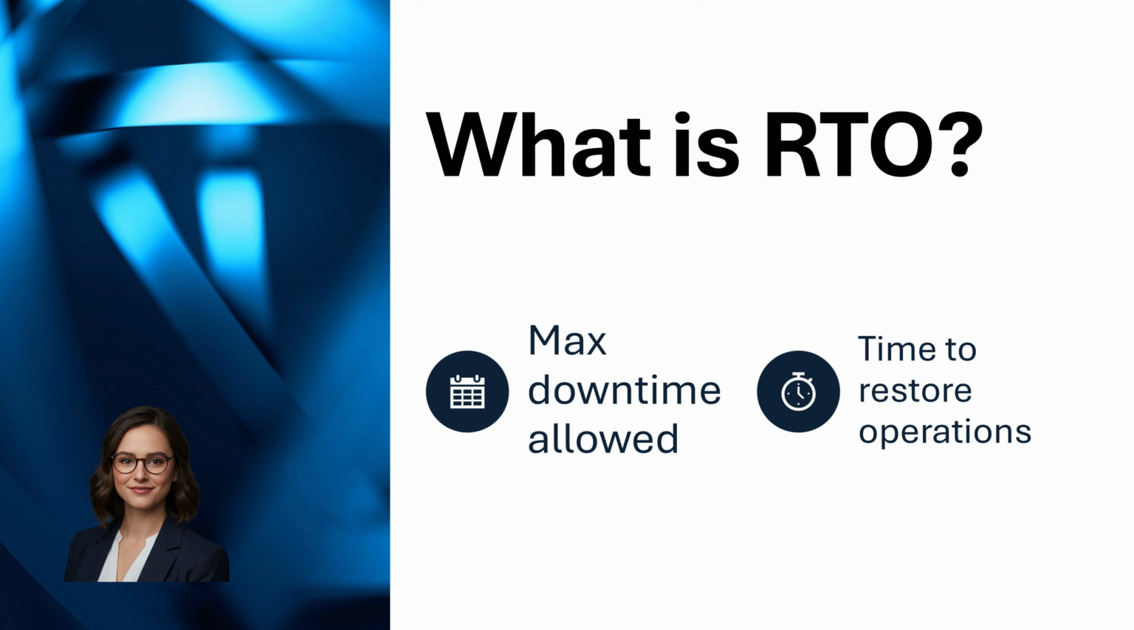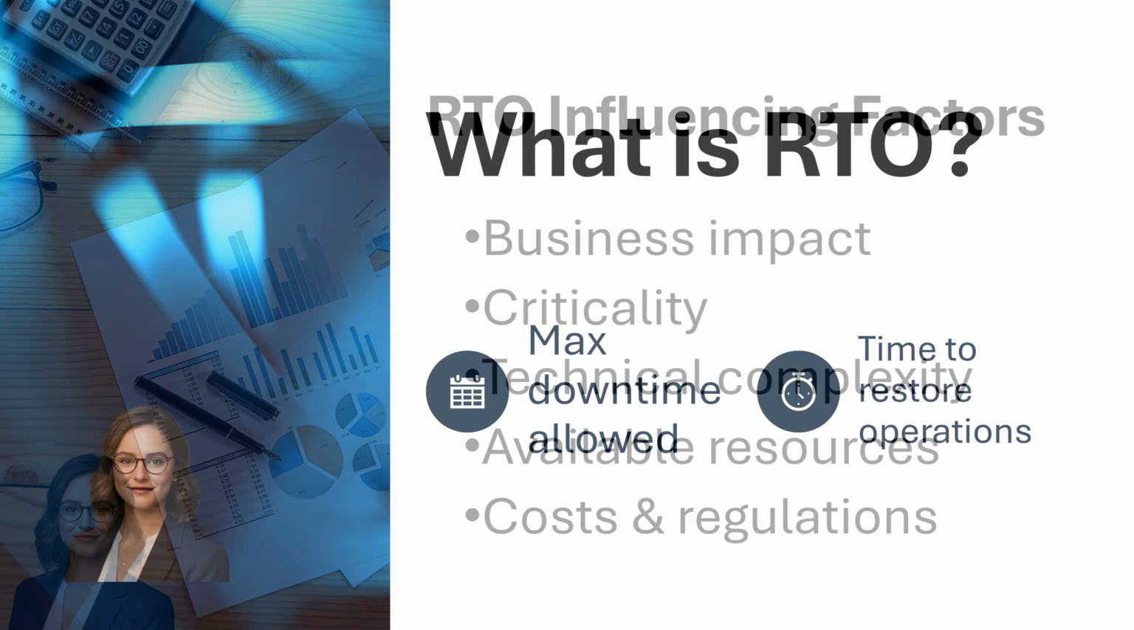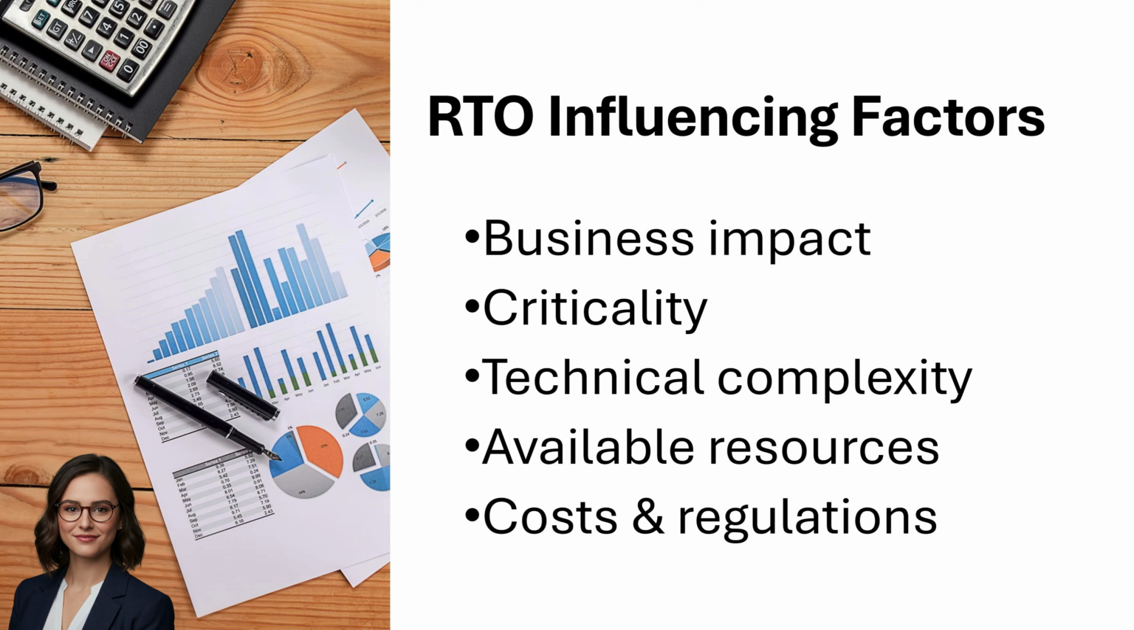Let's start with the recovery time objective, or RTO. The RTO defines the maximum acceptable time that a critical business process or IT system can be unavailable following a disruption. It essentially answers the question, how long can we afford to be without this before it significantly impacts the business? It's about the time it takes to recover and restore operations. Several factors influence the RTO you set for a particular process or system. These include the business impact of its unavailability, its overall criticality, the technical complexity of the recovery process, the resources available for recovery, the associated costs, and any relevant regulatory requirements or service level agreements.